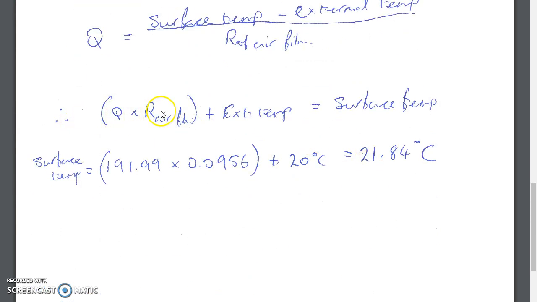So here is the equation rearranged. Q times R of the air film plus the external temperature equals the surface temperature. We plug those values in. The energy, the thermal resistance of the air film, plus the 20 degrees of the external temperature gives us an external temperature of the pipe, if you were to touch it, of 21.84 degrees, showing that this pipe really does insulate quite well because it's only 1.84 degrees above the surroundings.